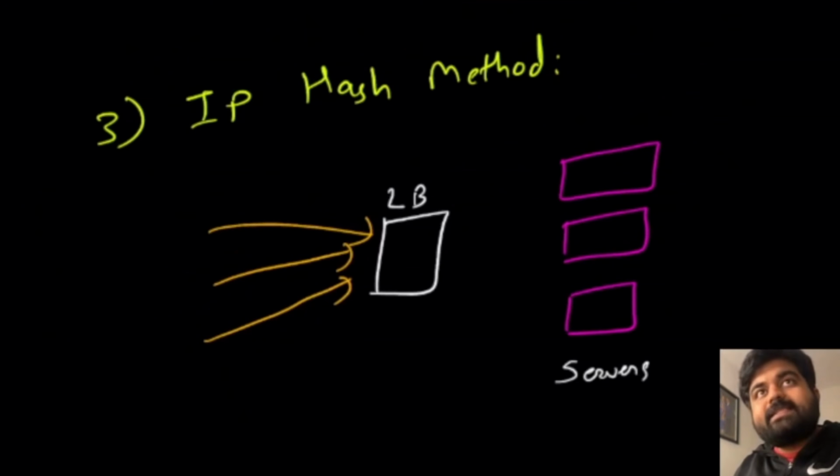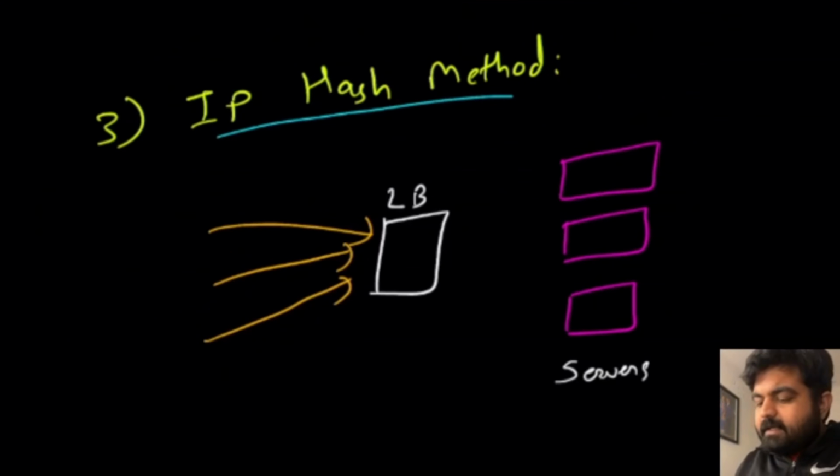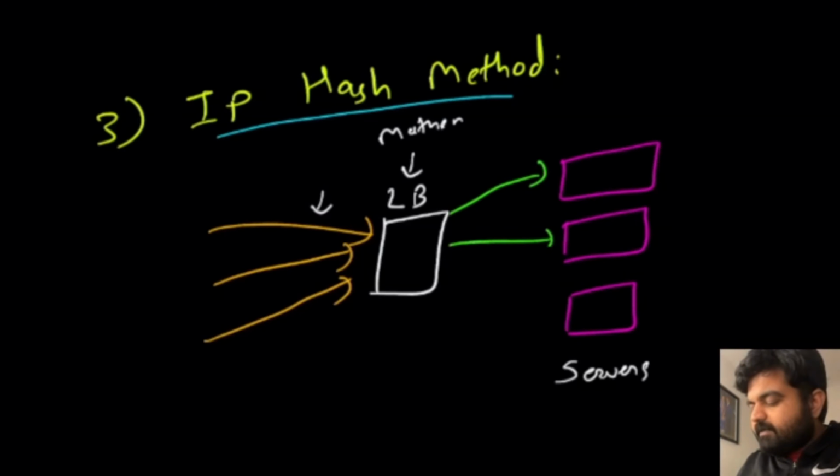Now the next load balancing method is the IP hash method. This is very similar to round robin, but the only difference is that for all the incoming traffic, the load balancer is going to do some mathematical computation on those incoming IP addresses, and based on that computation, it is going to assign each request to one of these servers.